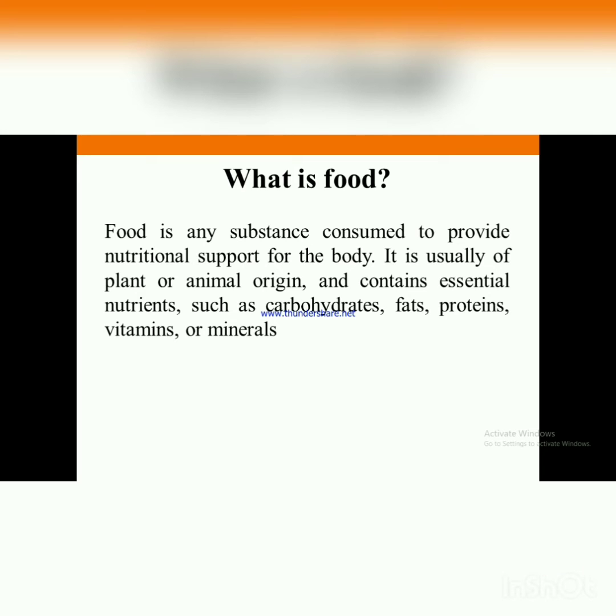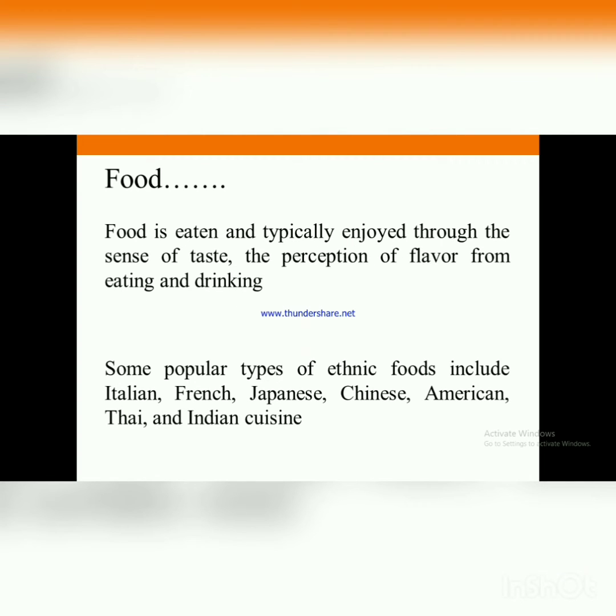What is food? Food is any substance consumed to provide nutritional support for the body. It is usually of plant or animal origin and contains essential nutrients such as carbohydrates, fat, protein, vitamins and minerals. Food is eaten and typically enjoyed through the sense of taste, the perception of flavor through eating and drinking. Some popular types of ethnic food include Italian, French, Japanese, Chinese, American, Thai and Indian cuisine.